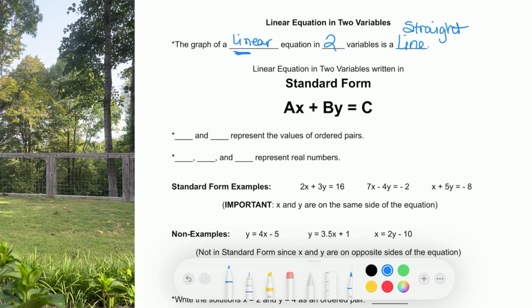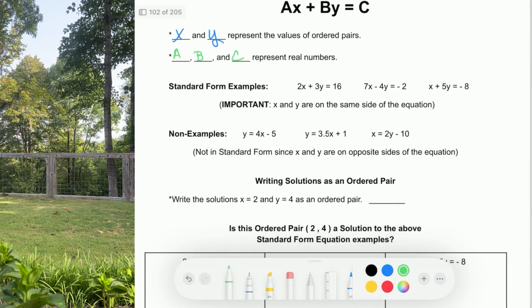All right, so linear equation in two variables written in standard form. We have ax plus by equals c. The x and y represent the values of ordered pairs, so coordinates. The a, b, and c represent real numbers, okay? So keep that in mind as we go through these examples.